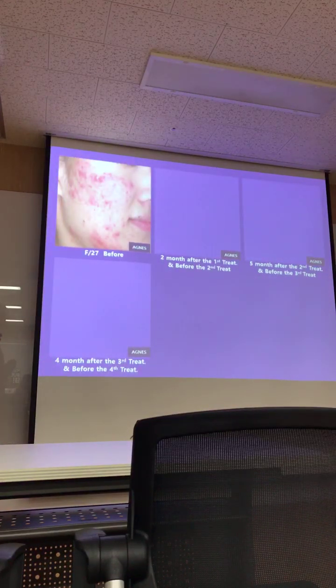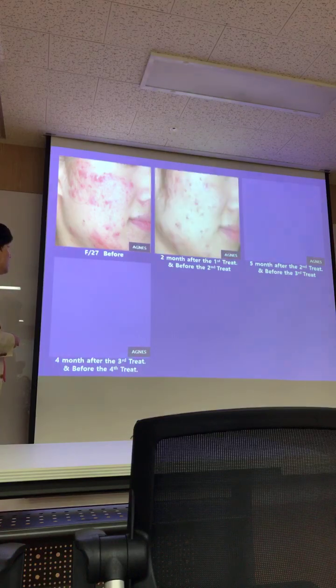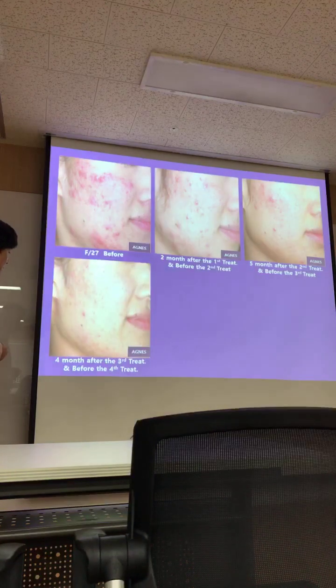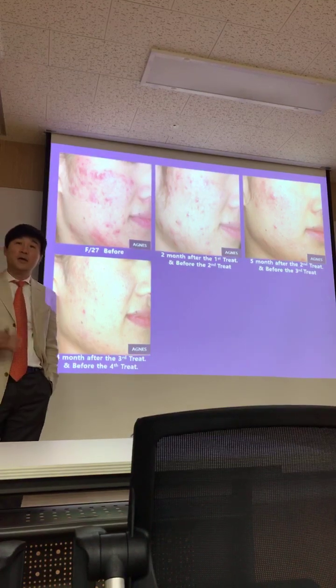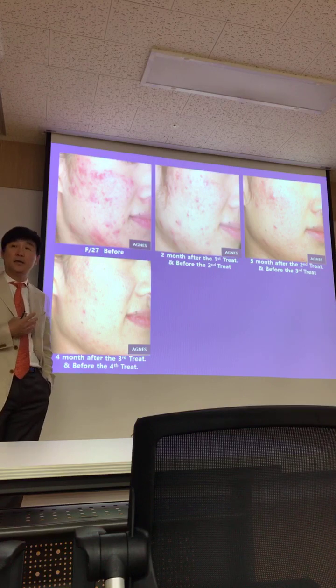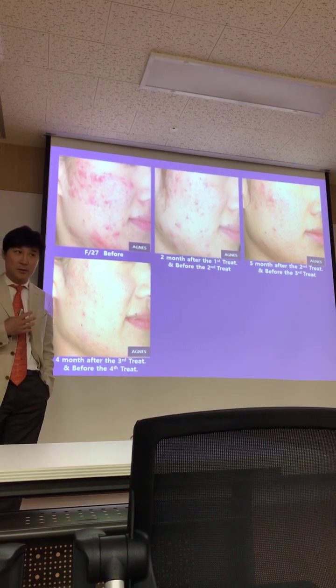And she has a very severe type of acne because she had polycystic ovarian disease. So I treated her many times. 2 months after the first treatment, 1 more treatment, 5 months after the second treatment, 1 more treatment. This is 4 months after the third treatment, 1 more treatment. And anyway, even if she has a very severe type of acne, eventually we cure it.